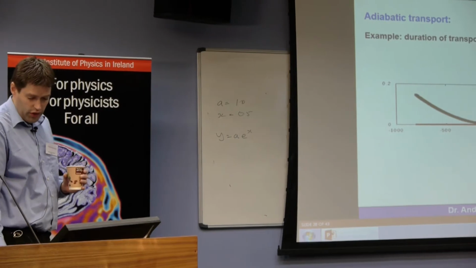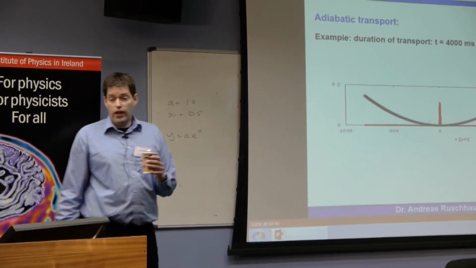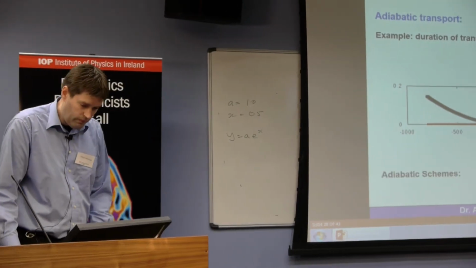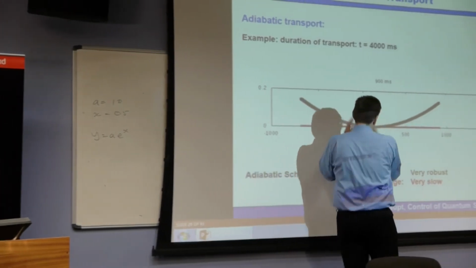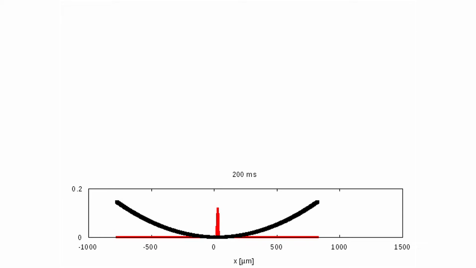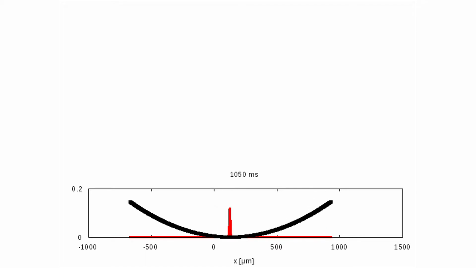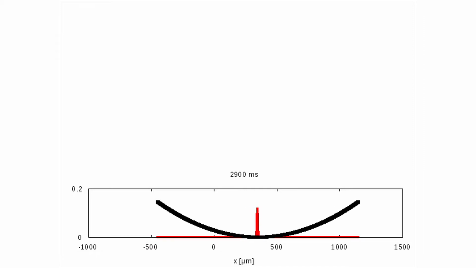Let's look at a movie. For example, here in black, this is the trap. The red one is the wave function of the atom. And this is just a movie. We move the trap very slowly from here to here. And we will see in a second that at the end, the wave function is really at rest. But you immediately see a disadvantage of this. This is really slow traffic. This really takes time. The advantage is, of course, it's very robust, but very slow.